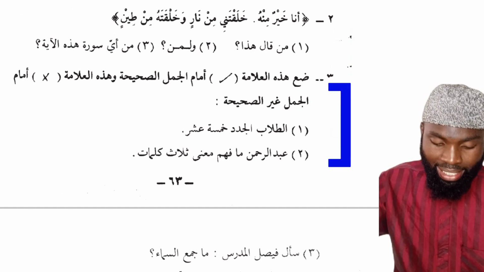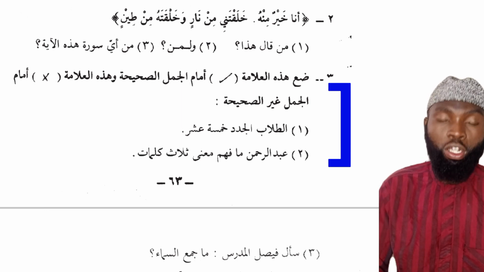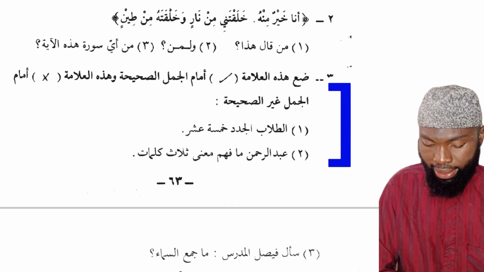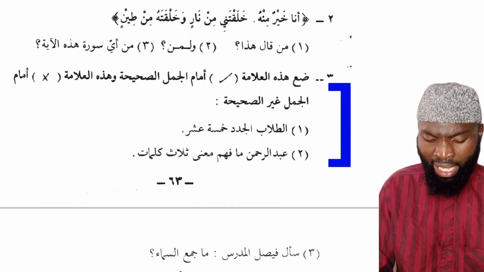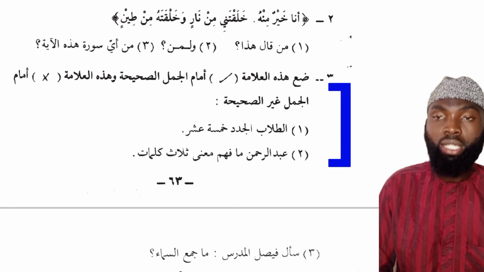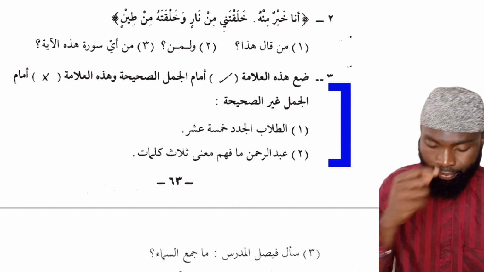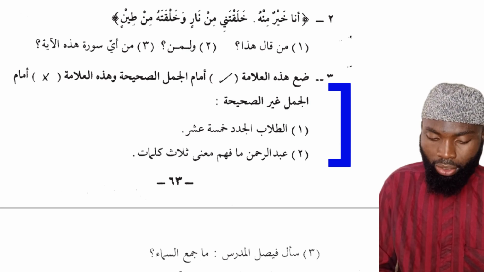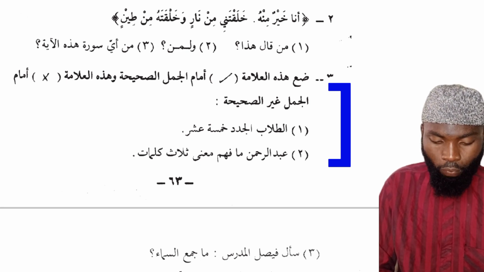in front of the correct sentences, and this sign in front of the wrong sentences. The first sentence is: the new students are fifteen. The new students are 15. It is wrong. Number 2, we have: Abdurrahman did not understand the meaning of 3 words.